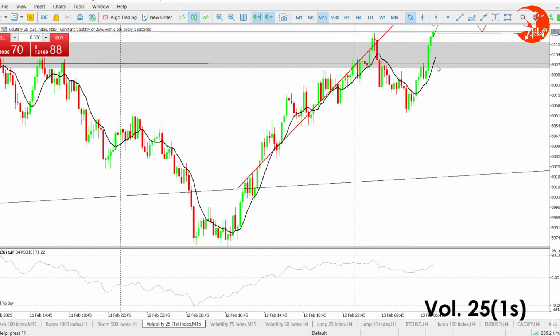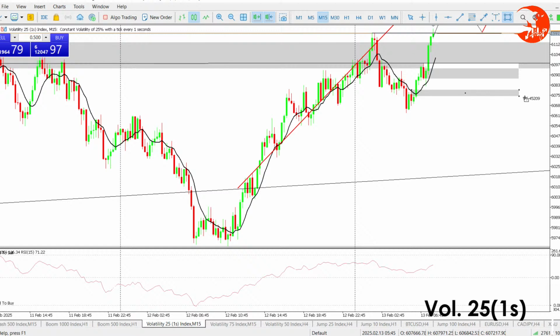Remember, I always want to remind you that such levels, such OBs, order blocks, are very important right here. This is an order block that pushed price all the way up there. That momentum right here. So if we see a breakout right here, this level here and this are very important.